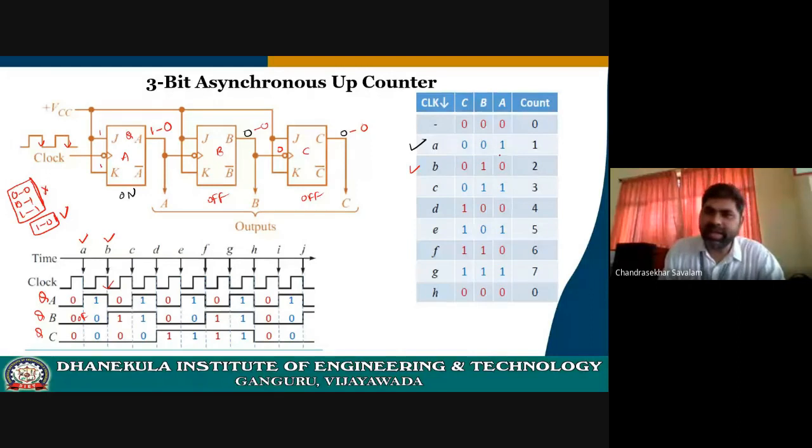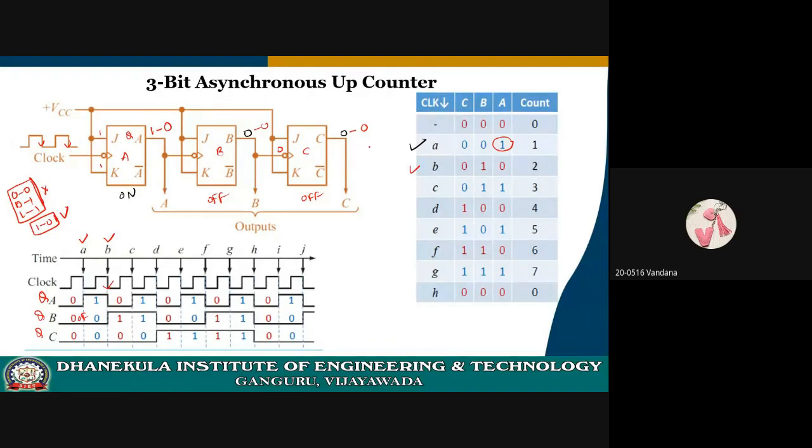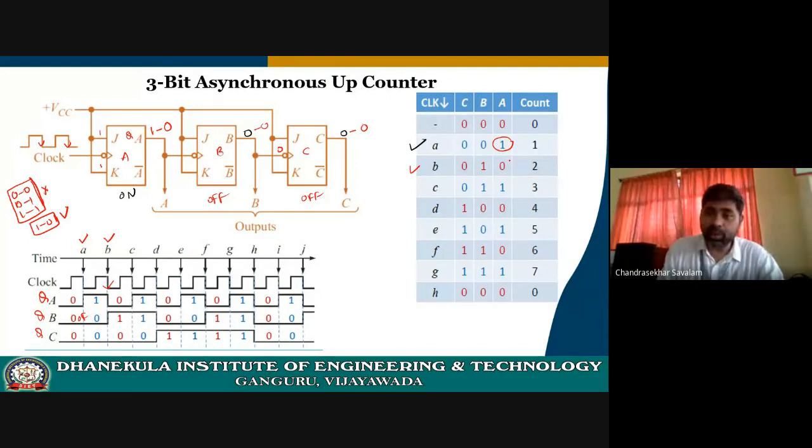Previous state is 1 here. Now first flip-flop is on. Okay. What about next state, students? Off. Off means 0. Next state is complemented because always J and K are 1, 1.